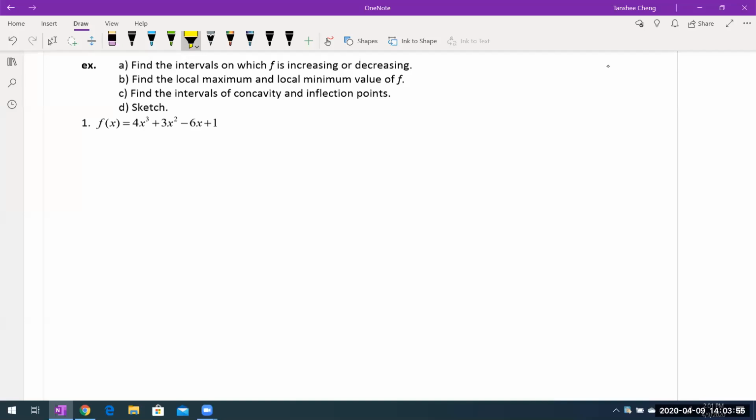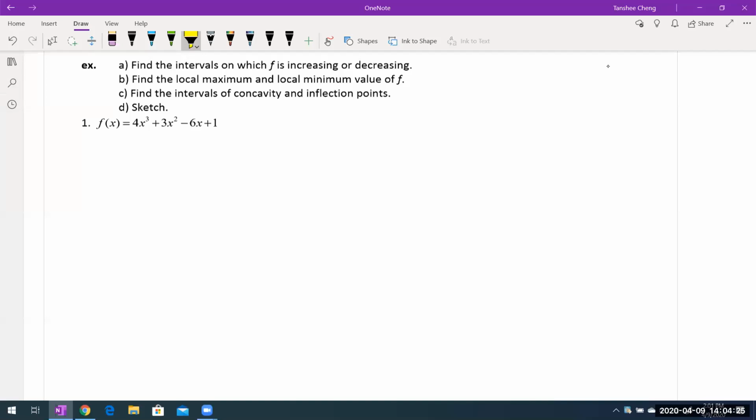So example 1, I'm giving you a polynomial function of third degree, and we want to find out where the increasing and decreasing intervals are, and where the local maximum and local minimum of the function value are, right? And then also asking you to talk about the interval of concavity, right? Where is it concave up, where is it concave down, and then also finding out the points of inflection. And after that, we can sketch it.